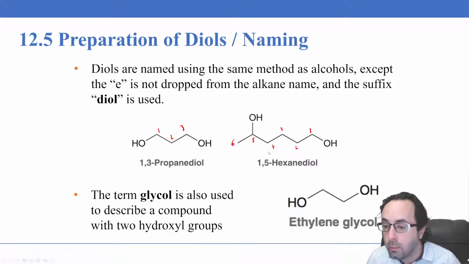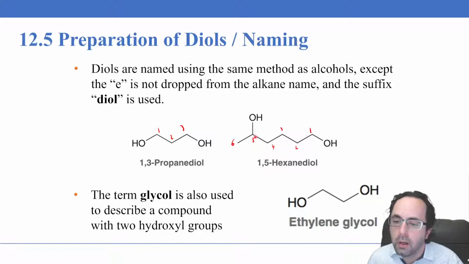Since the primary chain has 6 carbons, that's called hexane, and it has 2 alcohol groups attached to it. It's going to be called hexanediol. And those alcohol groups are on carbon number 1 and carbon number 5. So this would be called 1,5-hexanediol.